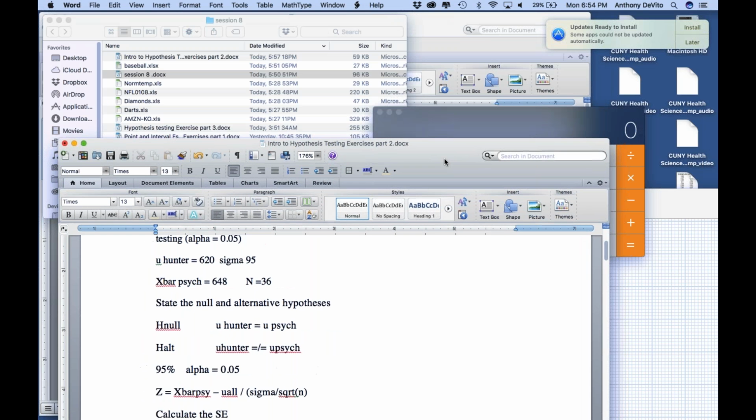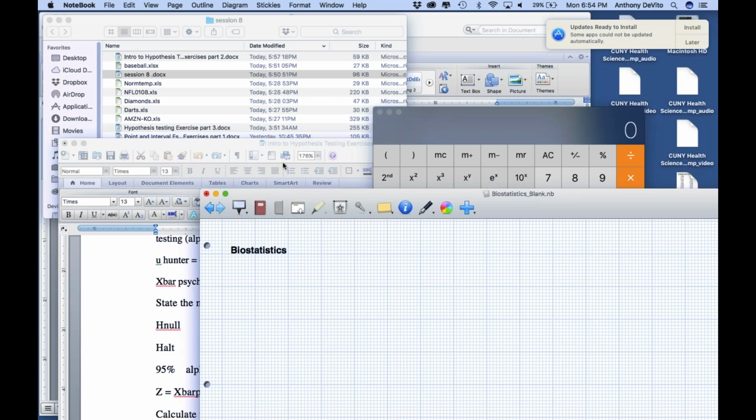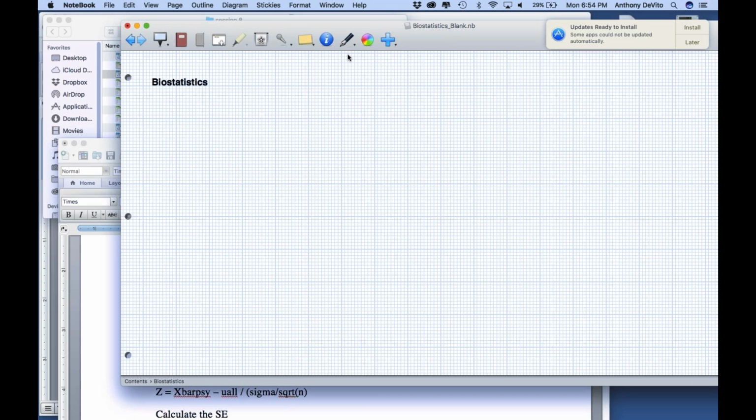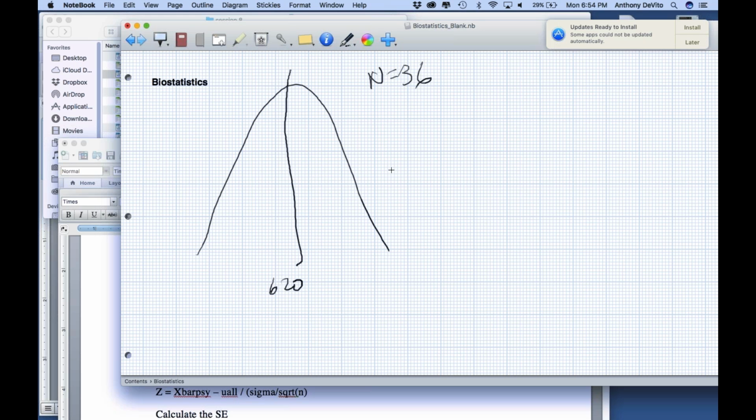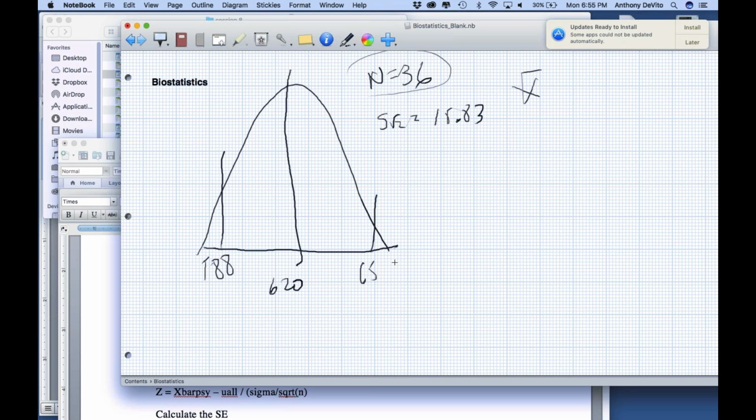Okay, so let's go back and take a look at this. If we took repeated samples of size 36 from our population of Hunter students, we know the mean would come out to be 620. That's the mean for the population. And the standard error is going to be equal to 15.83, right? So that means that 95% of the time, I'm going to call that 16 for a moment, if we took a sample of size 36, we would expect the mean to be about 588 to 652, roughly, right? Somewhere between those two, 95% of the time.